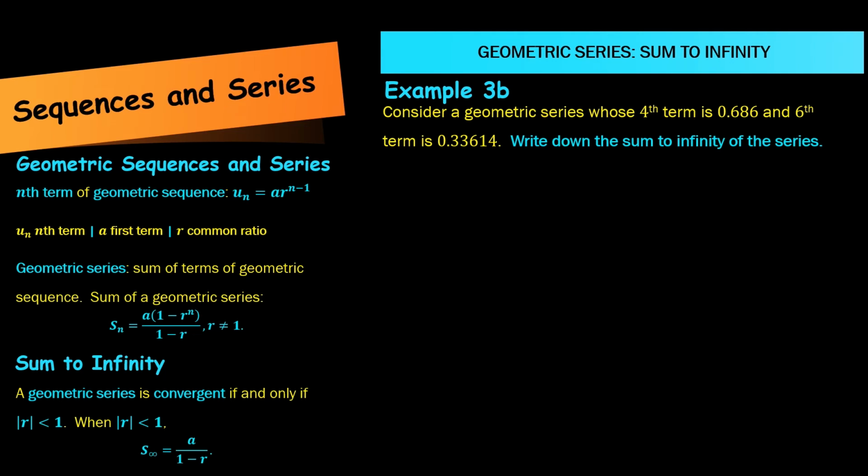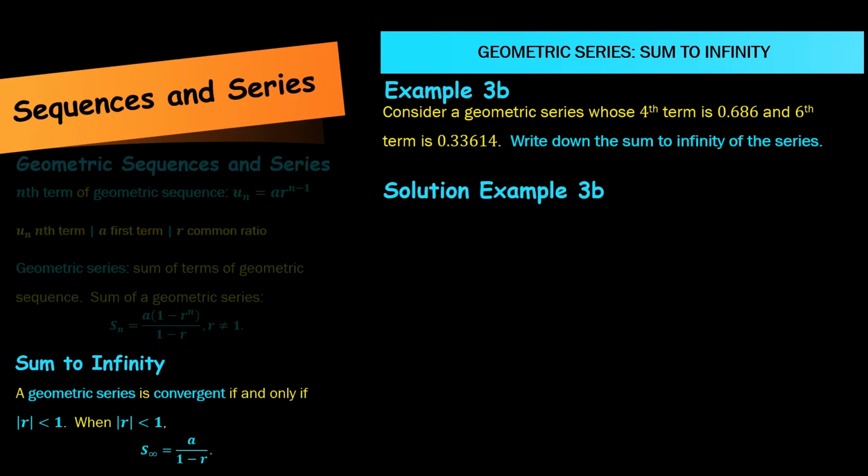Now let's take a look at part B. We are required to write down the sum to infinity of the series. So let's solve this. From part A, we have that r is equal to 0.7. We also have equation 1, which states that ar cubed equals 0.686. So now we can simply plug in r equals 0.7 into our equation in order to find a.